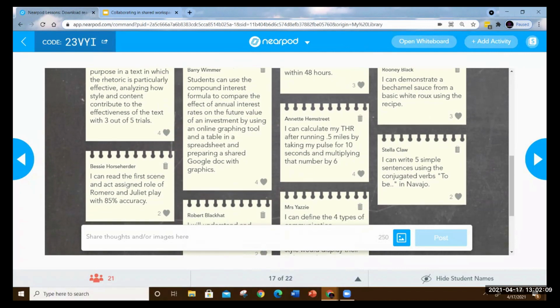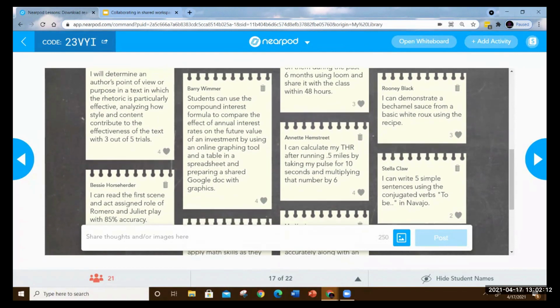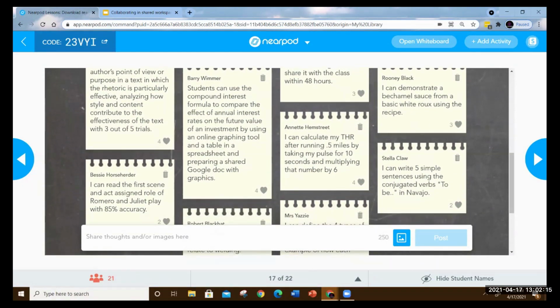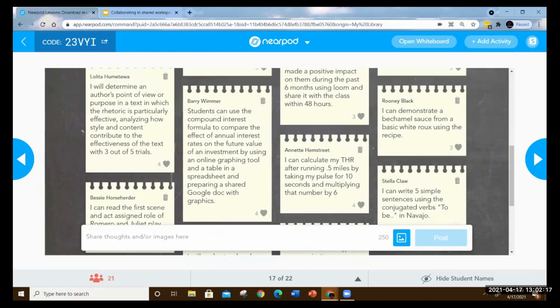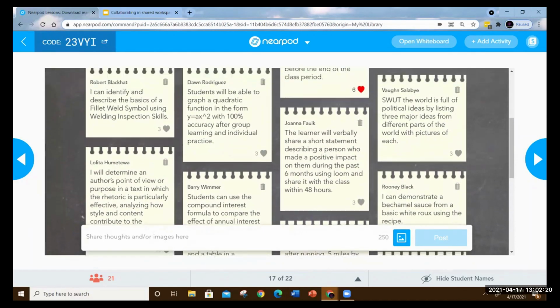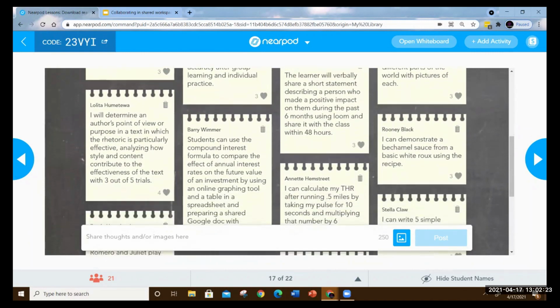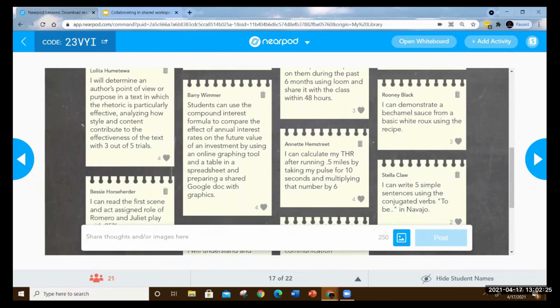I guess I forgot that I was writing this for the student. Yep, Jody, and that's a good reflection. Yes. So maybe Barry could say, "Students will learn to use the compound interest formulas to compare the effects of annual interest rates at maybe 80% accuracy," and then finish the rest with something like comparing the future value.